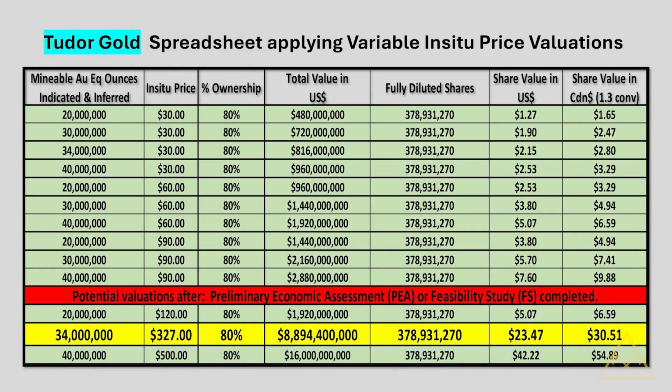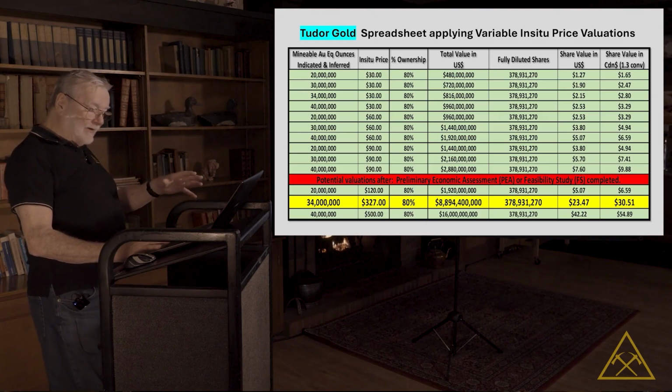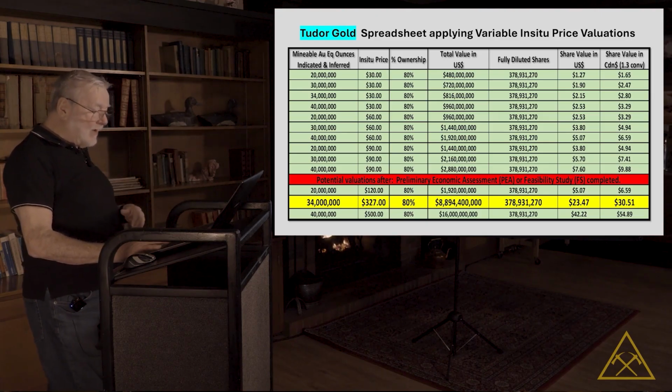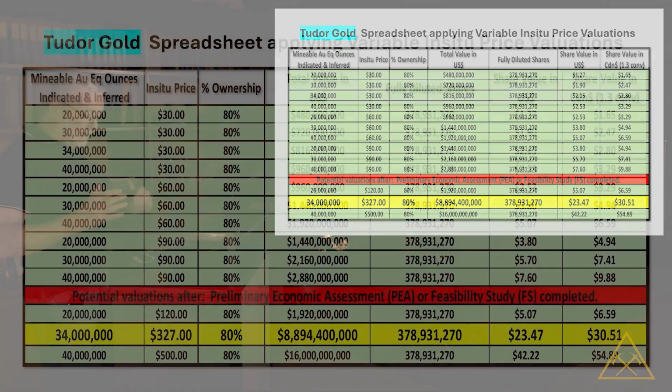All right, this spreadsheet, Tudor Gold spreadsheet applying variable in-situ price valuations. We're working with some pretty conservative numbers here, really. So this is to help you understand how big things can change when real numbers get applied. So I've got potential valuation after preliminary economic assessment or a pre-feasibility study. As we've discussed, and as you've learned because you studied this now, those are higher confidence levels. And when you get to higher confidence levels, you get bigger numbers.